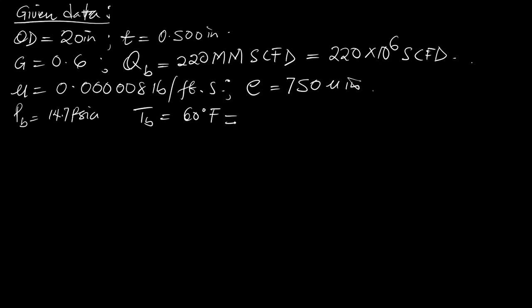And this 60 degrees Fahrenheit is the same as 60 converted to Rankine, because what we're supposed to be using here is absolute value. So 60 plus 460 will give us 520 degrees Rankine.